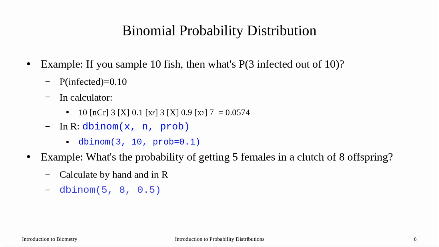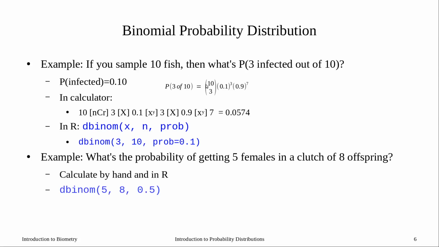Here is the actual equation that we would use. We're looking for the probability of 3 of 10. So it's 10 choose 3 times the probability that we get 3 infected fish times the probability that we would get 7 uninfected fish. Note 3 plus 7 equals 10, and 0.1 plus 0.9 equals 1. We follow all of our rules. So here's the equation that we would use.